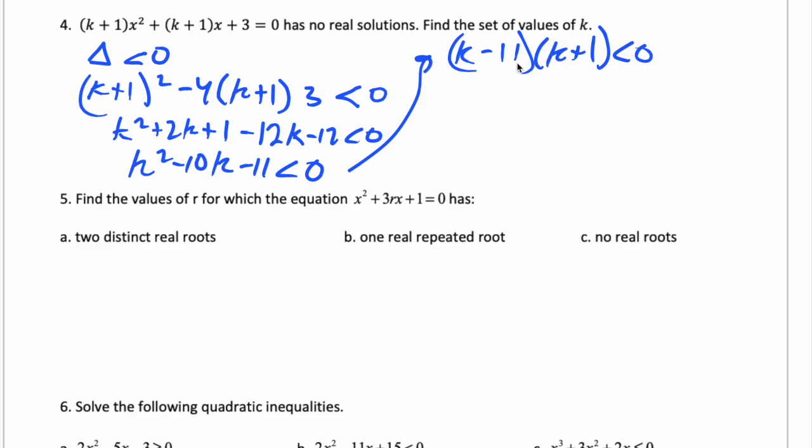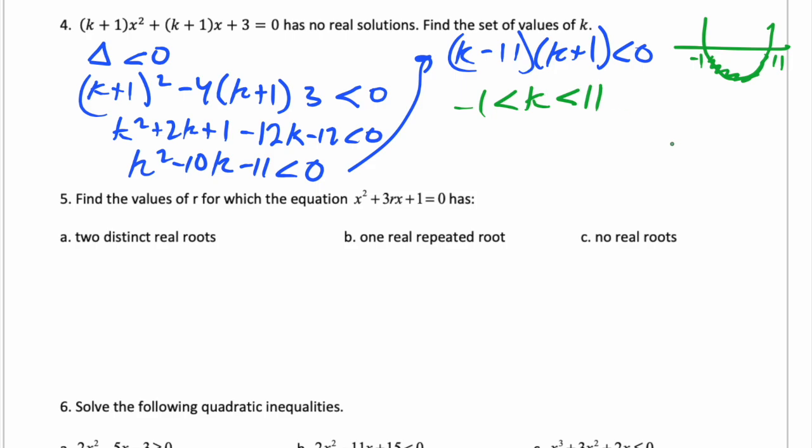Now at this point, your answer is going to be an inequality. So what values of k will give you values that are less than 0? You can look at it manually, or you can think about a little graph. This is like a quadratic that goes through -1 and 11. So less than 0 is between -1 and 11. So k is between -1 and 11.